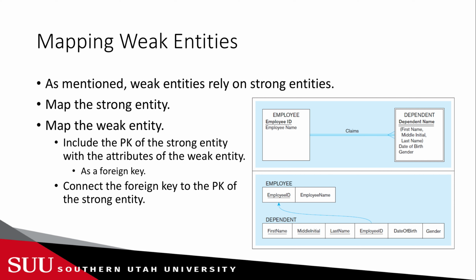So we have this example here where we have employee as the strong entity and dependent as the weak entity. So we will map both of them, and then we will have employee ID as a part of the primary key as well as being a foreign key. And this arrow right here shows me that this in fact is a foreign key referring to the primary key in the employee entity or employee relation.